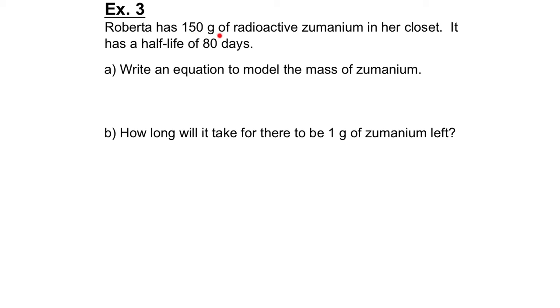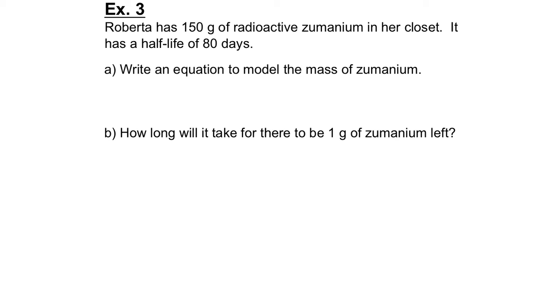Roberta has 150 grams of radioactive zoomanium in her closet. Just so you know, this is a made-up element. It has a half-life of 80 days. So just remember what half-life means. It means for this sample, it's going to take 80 days for it to decrease to half the amount. And after another 80 days, it will be another half of the amount. So every 80 days, there's half the amount of what there was at the start of the previous 80 days. So write an equation and then figure out how long it's going to take to get 1 gram.